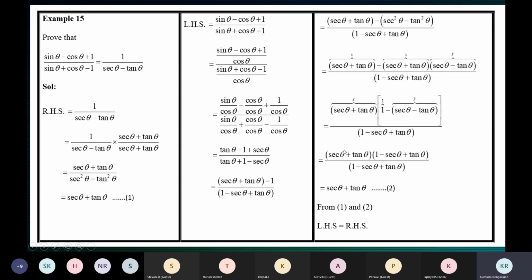Divided by the same thing, 1 minus secant theta plus tan theta. Now these two expressions get cancelled and you're left with secant theta plus tan theta. 1 is equal to 2. LHS is equal to RHS.